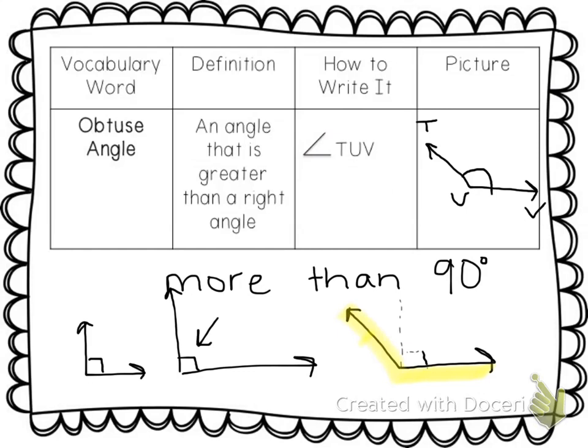Okay, so that vocabulary is really important to help you when we start classifying our different shapes and making different shapes. So make sure you keep this information nearby so you can look back at it to help you.